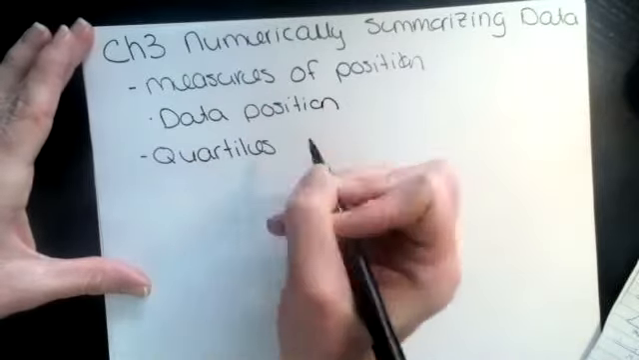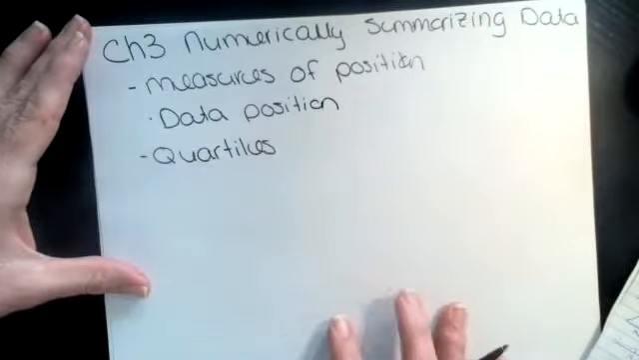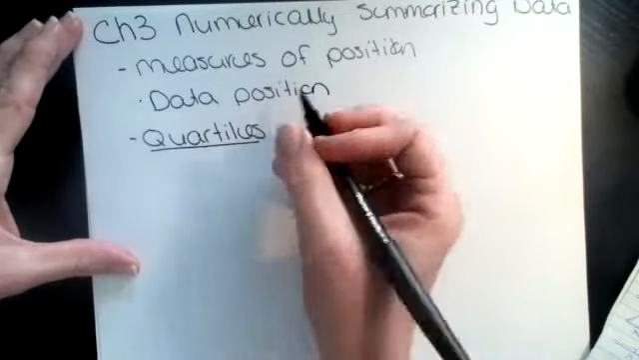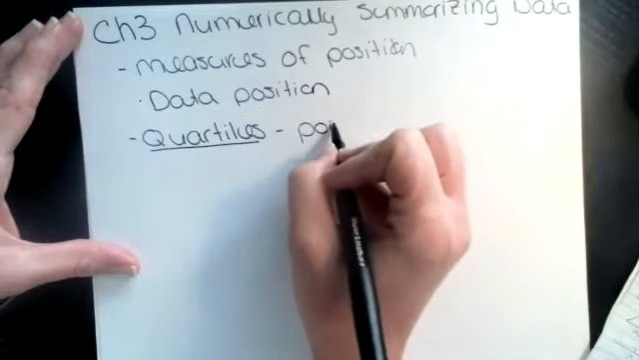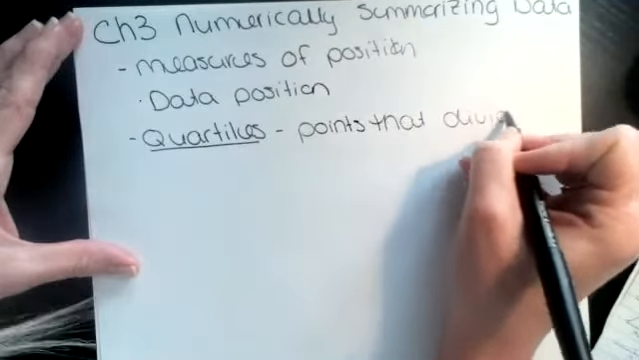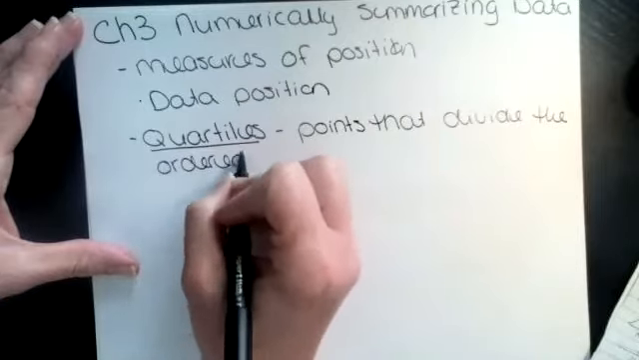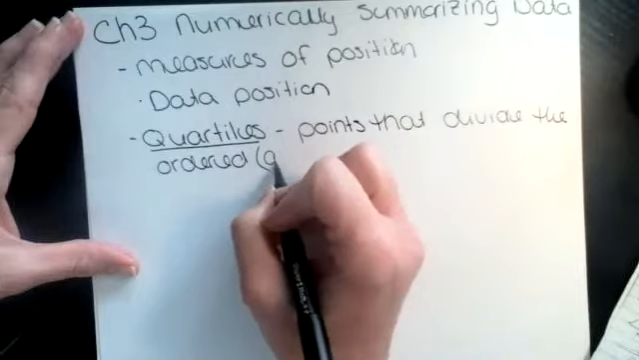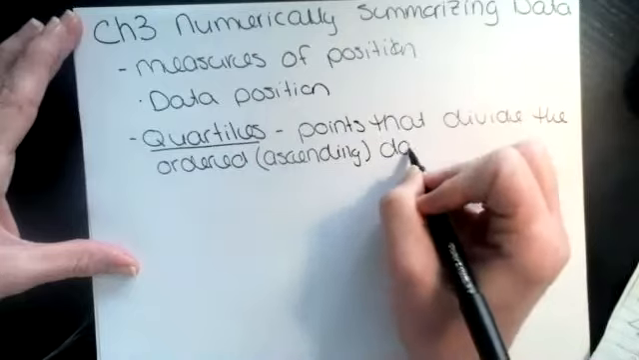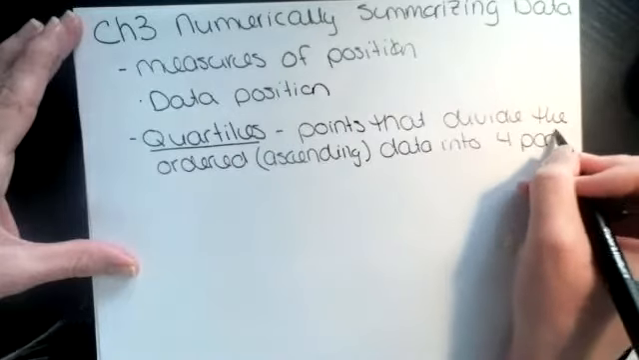Quartiles are just a special case of percentiles. We are going to learn how to get these, and we will use these often. So quartiles are just points that divide the ordered data, remember, in ascending order from smallest to largest, into 4 parts, so into quarters.